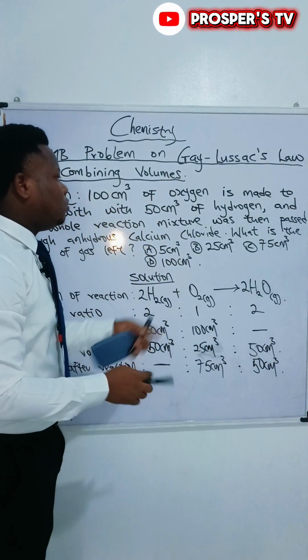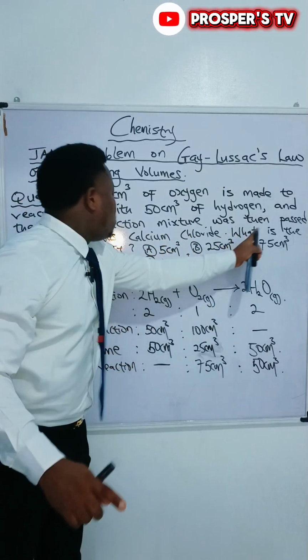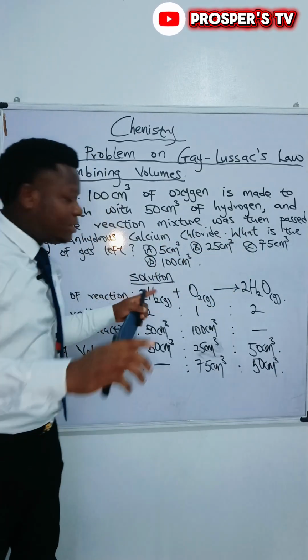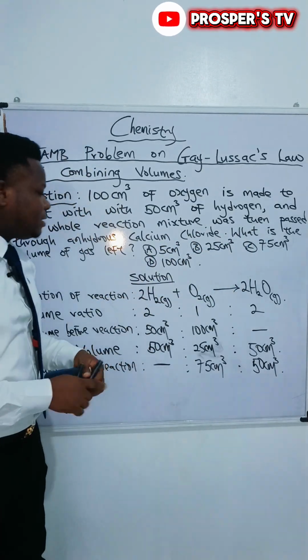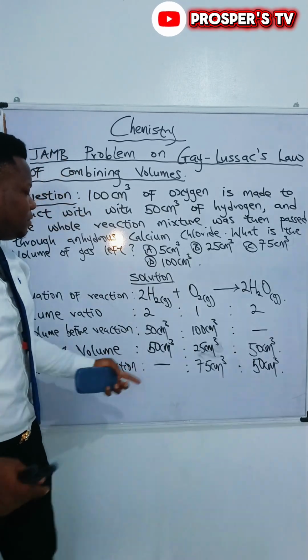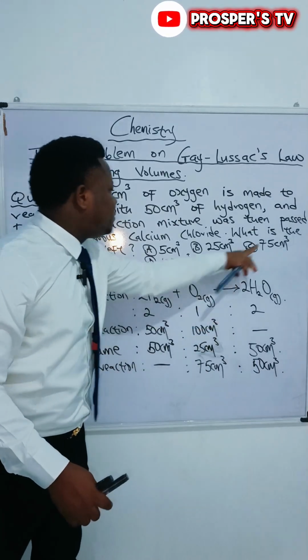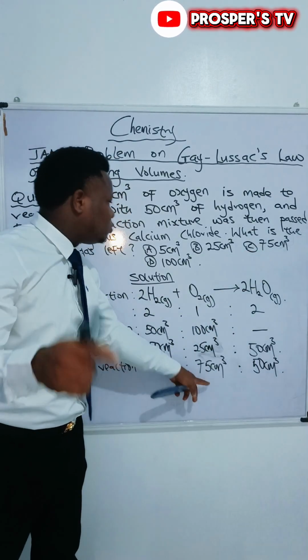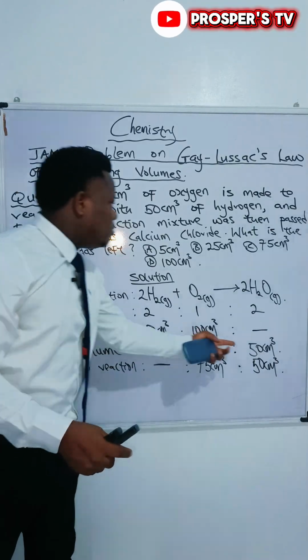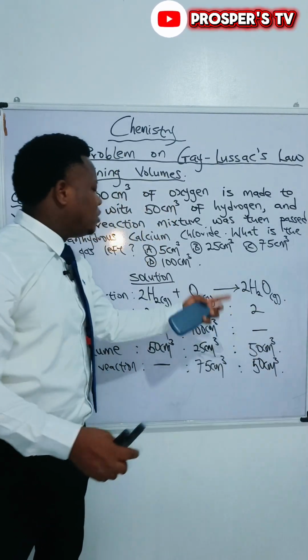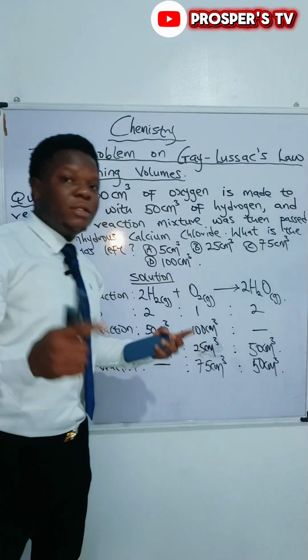So when you're done with this, you read your question. The question says, what is the volume of gas left? You can see 75 cm³ is in the options. Most students would pick that. 50 cm³ of steam is being formed.